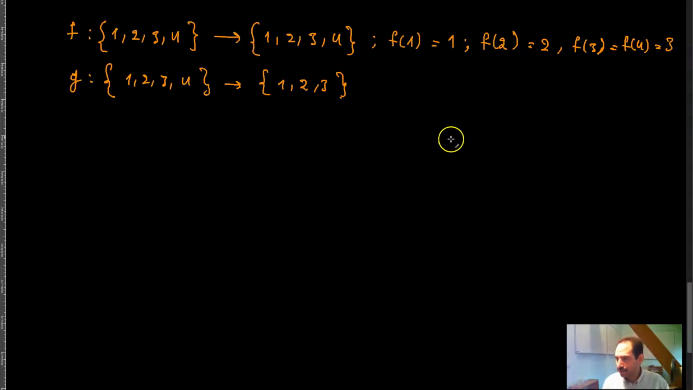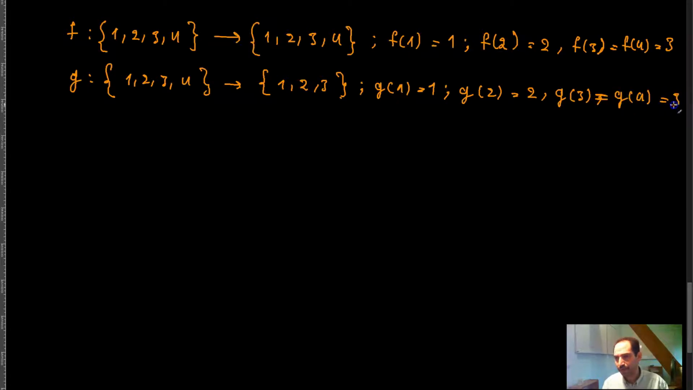Now G of 1 is equal to 1, G of 2 is equal to 2, and G of 3 is equal to G of 4 is equal to 3.